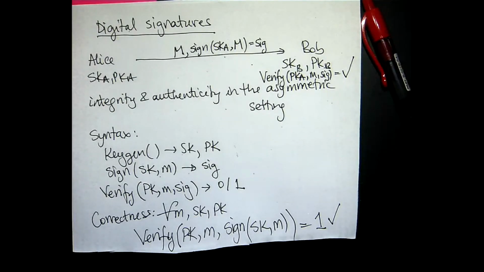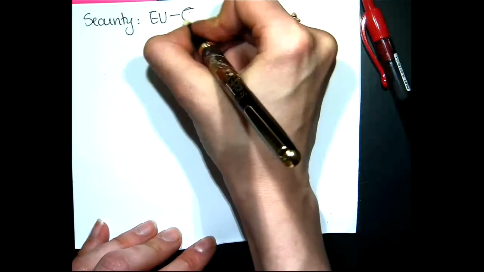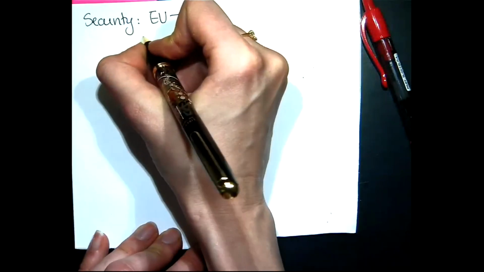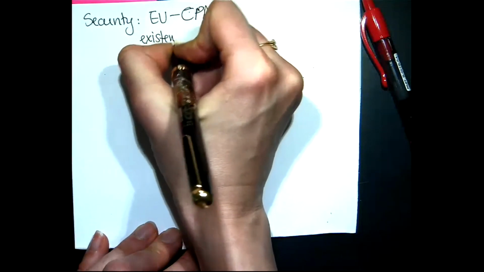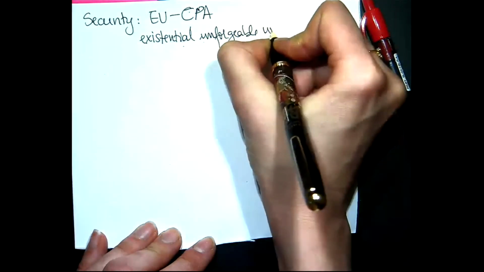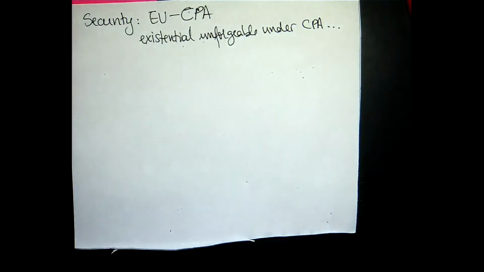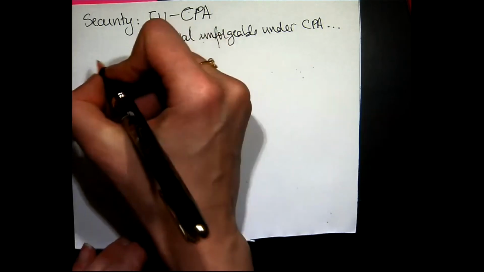But then for security, we're going to have a very, very similar definition to the MAC, namely existential unforgeability. So security is existential unforgeability under chosen plaintext attack. And the definition is, again, very, very similar to the MAC, but in this case, the challenger uses a signature box as opposed to the MAC box.